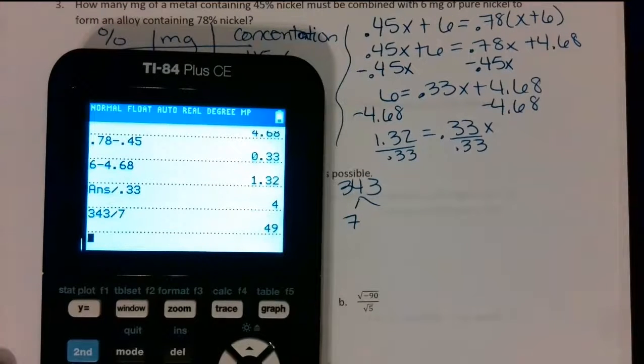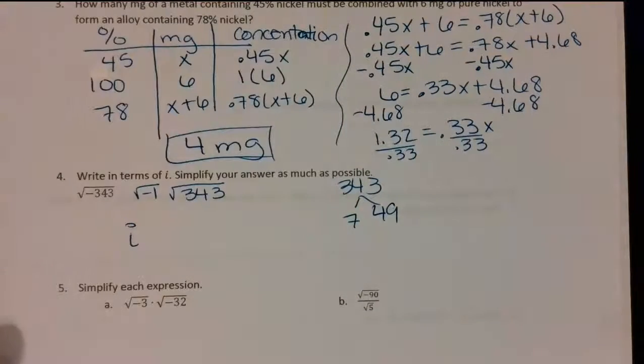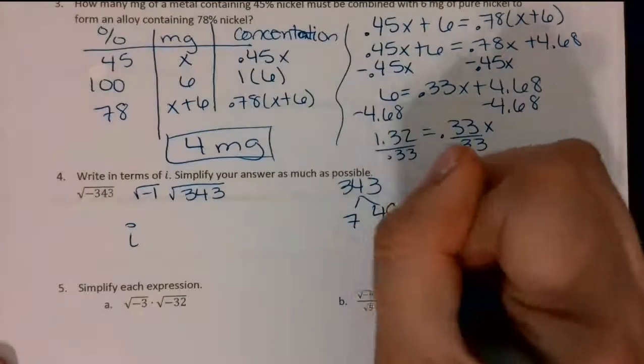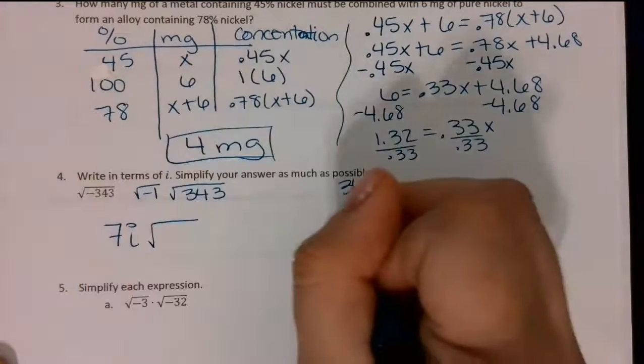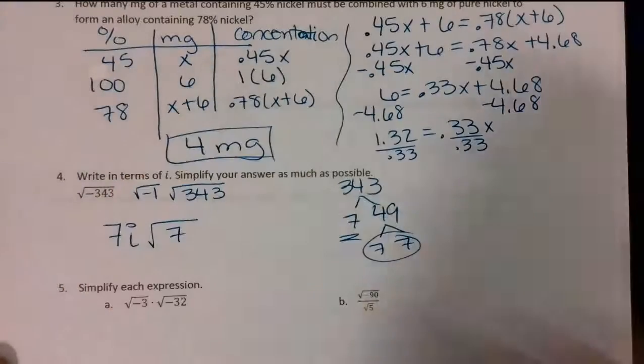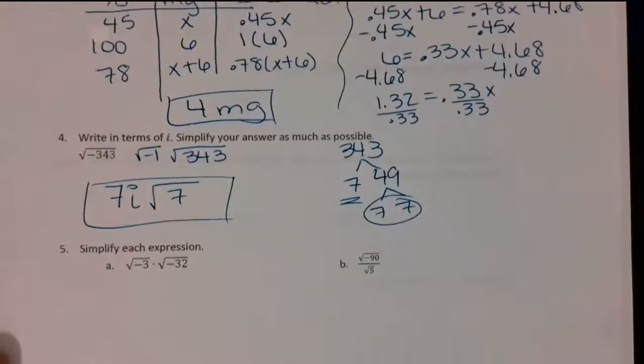So if I do divide by 7, I get 49. Then what I can do is, I know 49 is 7 and 7. So I have a pair of 7s that goes outside with the i, and I have this leftover 7 which stays on the inside. And that is my final answer here.